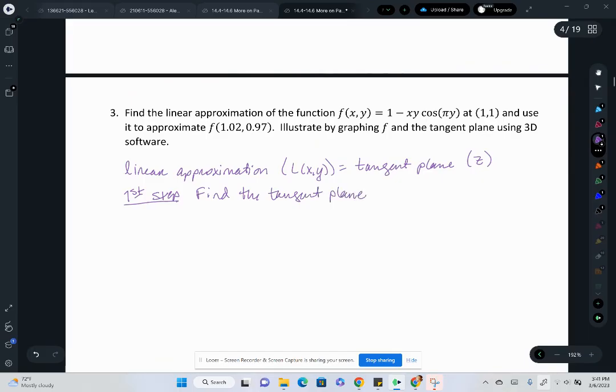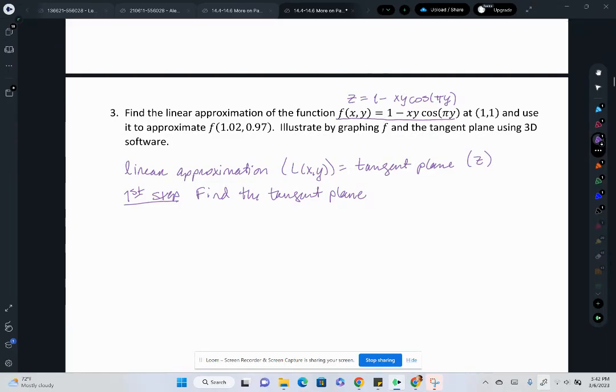Now I know in the last problem I did a special case where we had a tangent plane that was parallel to the z-axis, and that made it so that z was not part of our tangent plane. That is not true for this one. In this one, we have to notice that when an equation f of x, y is equal to 1 minus xy cosine of pi y, we would replace the f of x, y with z. Okay, so z is involved in this equation. It's z equals 1 minus xy cosine of pi y. And so this is not parallel to anything.